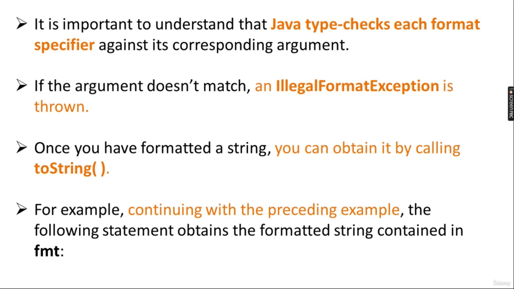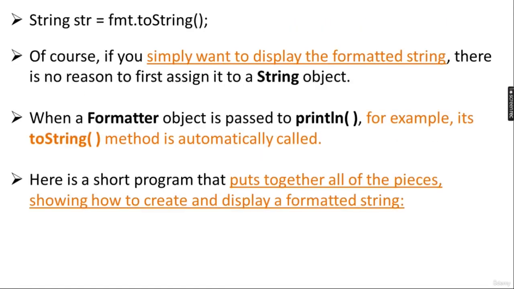Continuing with the preceding example, the following statement obtains the formatted string contained in format: format.toString. If you simply want to display the formatted string, there is no reason to first assign it to a string object. When a formatted object is passed to println, for example, the toString method is automatically called. You don't have to call it, like in all types of normal Java programs.